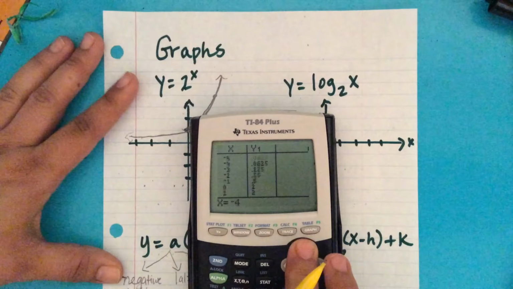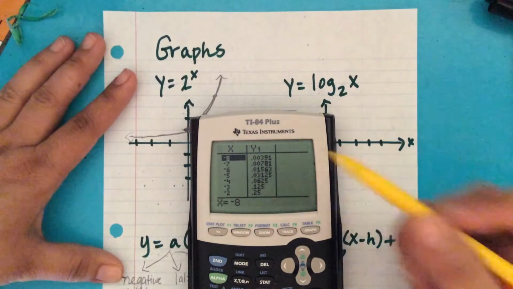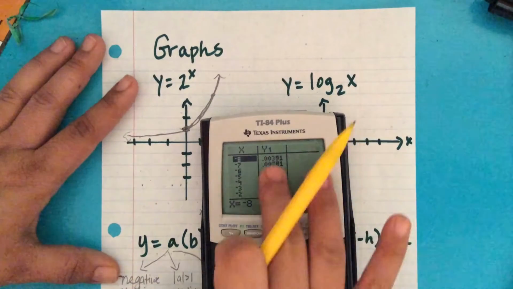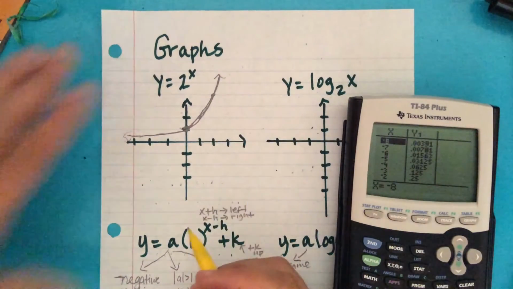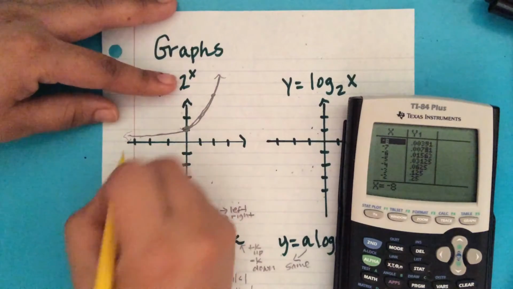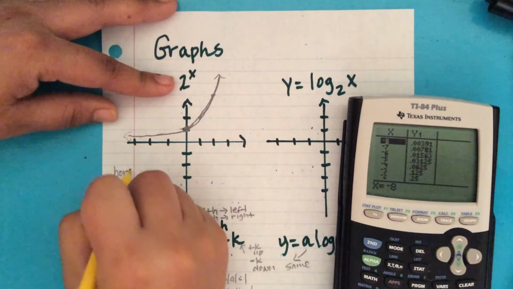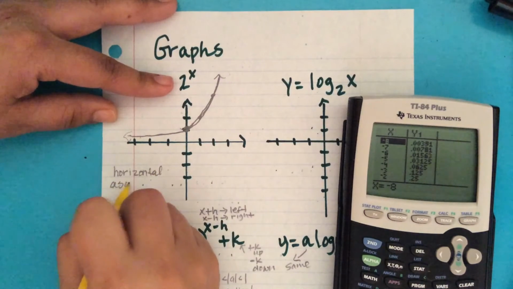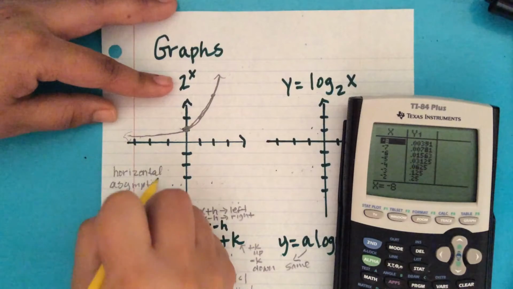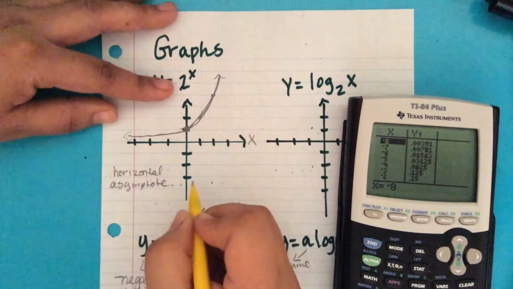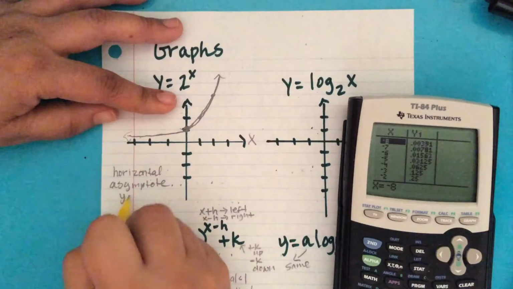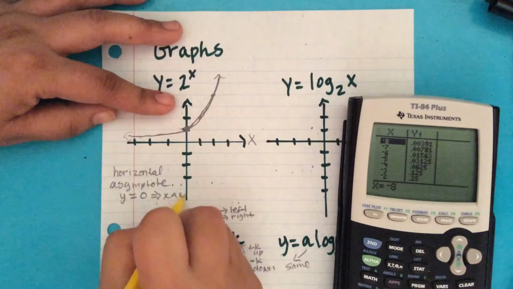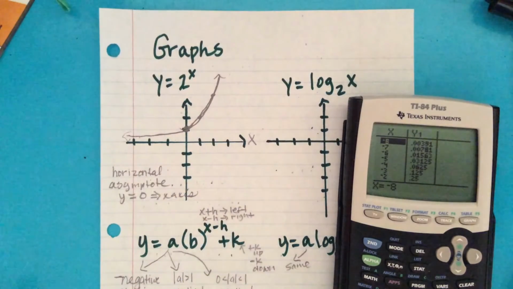So see how this is getting really, really small, but it's not actually crossing into the negatives or even coming to 0. So that means that there's a horizontal asymptote on the x-axis. So that's when y is equal to 0. So it never actually touches the x-axis.